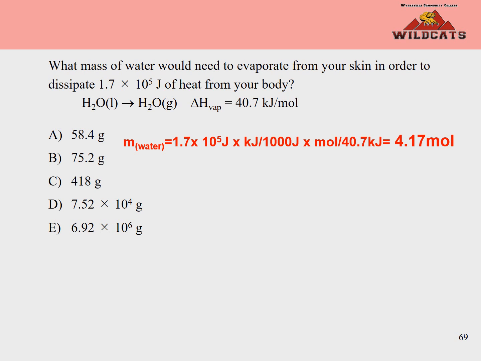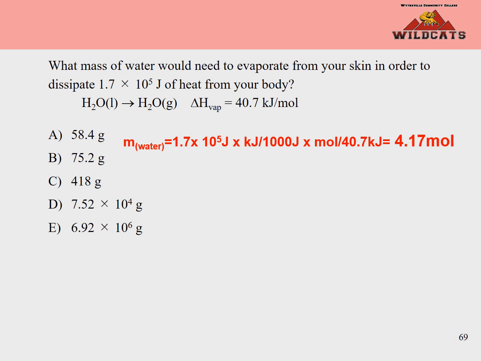So that's going to be 1.7 times 10 to the fifth joules times, we have to convert that to kilojoules, so I'm going to divide by 1,000. Then I divide by its heat of vaporization. Notice the 40.7 is in the bottom. I end up with 4.17 moles.